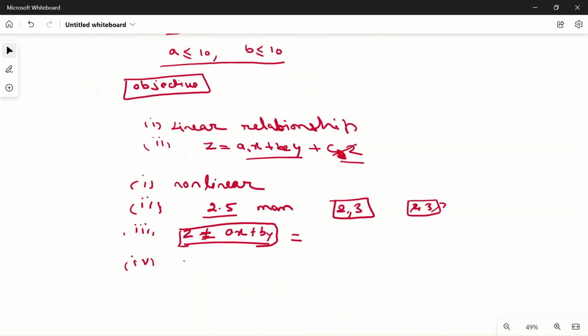Fourth is that it does not consider uncertainty. There may be uncertainty and time constraints which are not considered in the problem. So these are some limitations of linear programming.